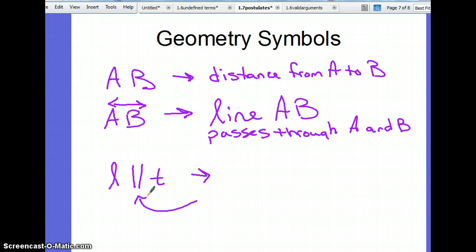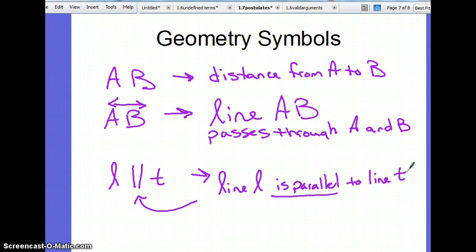Now that symbol, that's not written out very well, but this is saying that line L is parallel to line T. Sometimes we name lines with lowercase letters like that if we don't want to identify particular points. So that means it's parallel to, and you have the double lines like that.